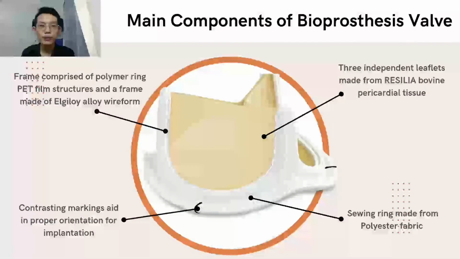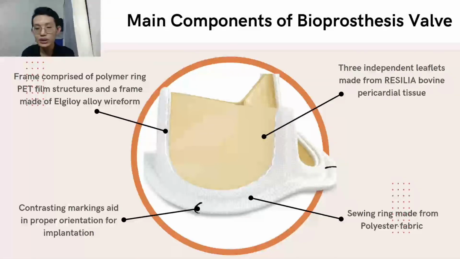Here are the main components of bioprosthetic valve. The first component is the frame, which comprises a polymer ring PET film and a frame made of alloy waveform. The second component is the 3 independent leaflets, which are made from Resilia bovine pericardial tissue. The third component is the radiopaque marking aid, which aids proper orientation for implantation. And the final component is the sewing ring, which is made from polyester fabric.